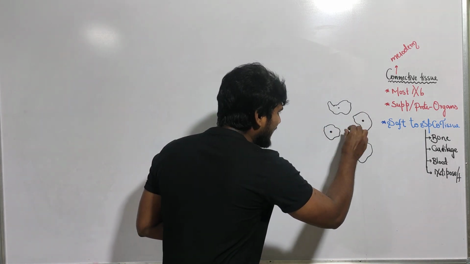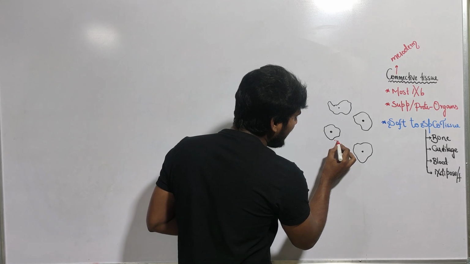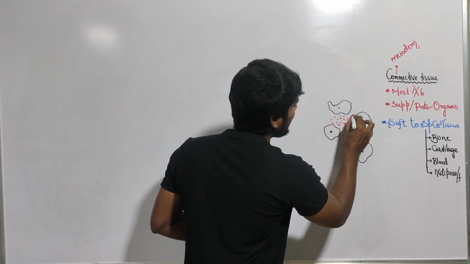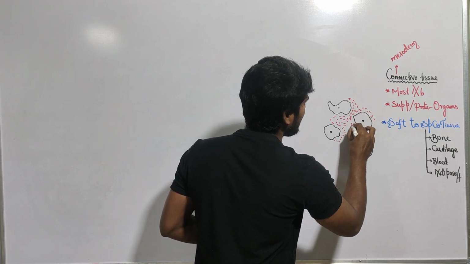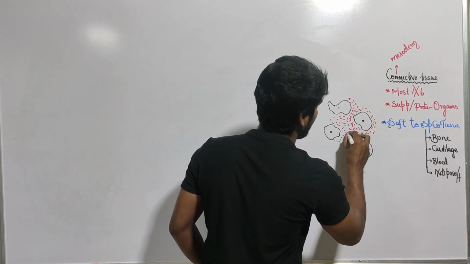And these cells are secreting the matrix. They are secreting something into the space. This space is called the interstitial space. Into the interstitial space, those cells are secreting something like this. There is a presence of secretion. This substance we call ground substance.